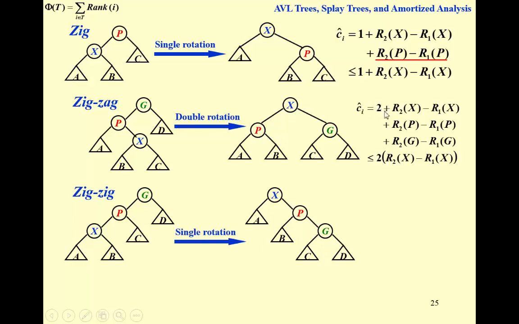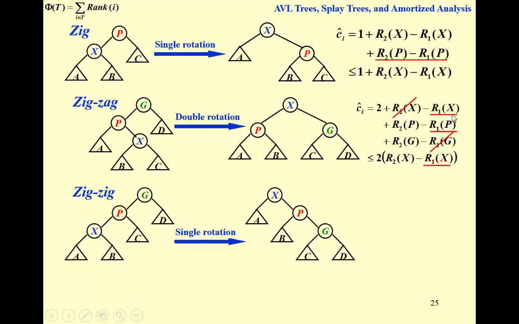So this part is the actual cost, and this is before, this is after. And we claim that this part is no more than 2 times the after rank of x minus the before rank of x. And the proof is a little bit tricky. First of all, these 2 ranks will be cancelled out. How come? This is the before rank of G, where G is the root of the tree, and therefore the rank is the rank of the whole tree. And after the rotation, X is the new root, and the rank of X is also the rank of the whole tree, and therefore they are the same, so they can be cancelled out.